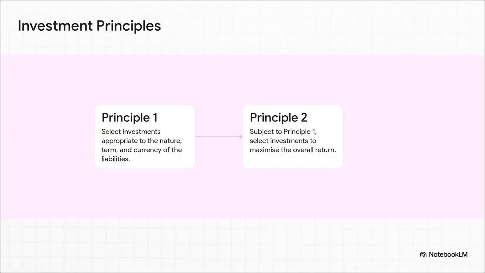Now, these two principles, they are the absolute bedrock of institutional investment. And you have to understand, the hierarchy here is not a suggestion, it is non-negotiable. Principle 1, matching your liabilities, is about survival. Period. You have to secure the promises you've made. Only then, once that foundation is rock solid, are you even allowed to think about Principle 2, which is chasing higher returns. If you get that order wrong, it's game over. It's one of the quickest ways to drive an insurer into the ground.